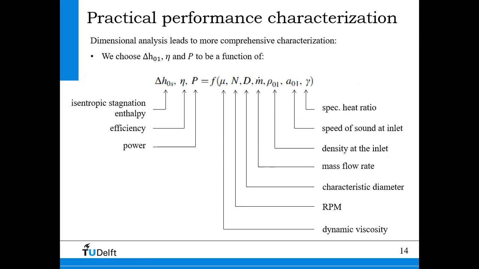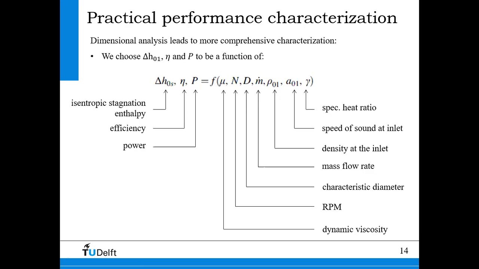If you want to study systems, we normally have a system built of a compressor, a combustor, and a turbine, and you normally want to know the enthalpy difference, the efficiency, and the power. You can express them as a function of a number of parameters. For example, the flow parameters: the viscosity of the flow, the RPM, the dimensions, the mass flow, the density, the speed of sound, and the specific heat ratio.